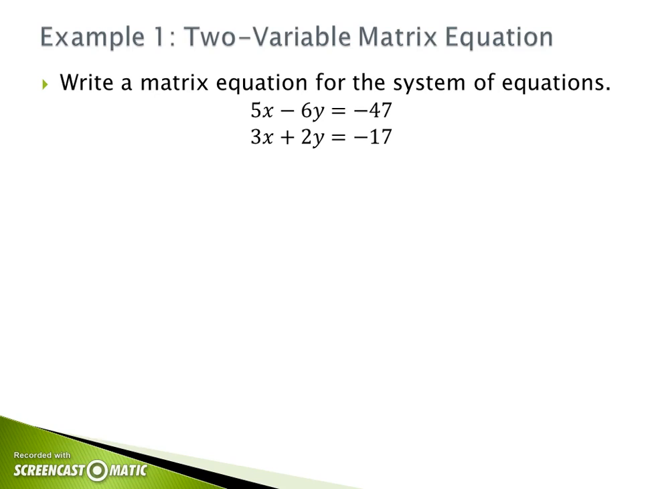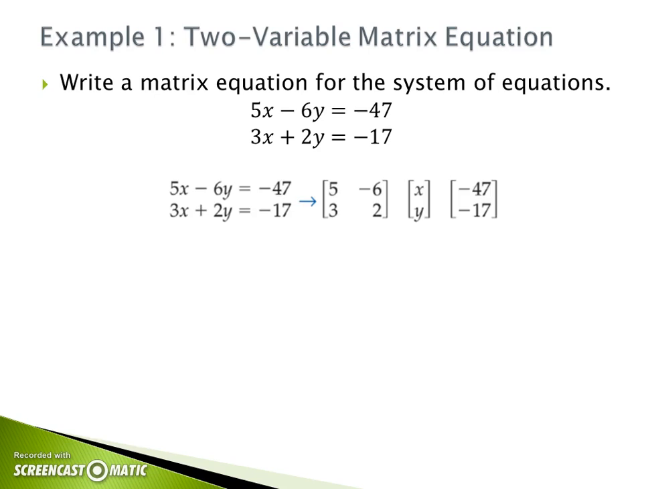So our first example here, we're going to write a matrix equation for the system of equations. First off, our coefficients are 5, -6, 3, and 2. Our variables are x and y. And our constants are -47 and -17. To write our matrix equation, we multiply our coefficient and our variable matrix, and we put an equal sign before our constant matrix. So here is our matrix equation.